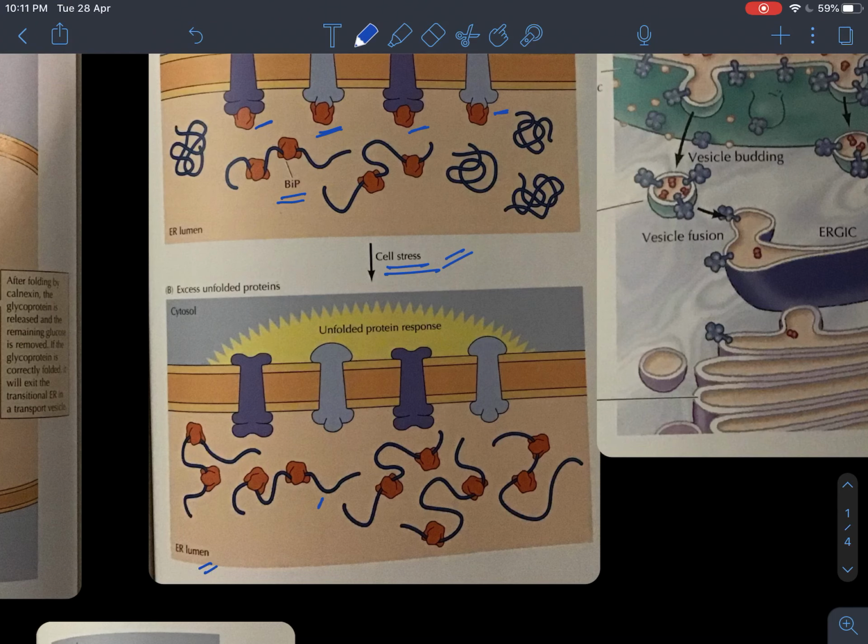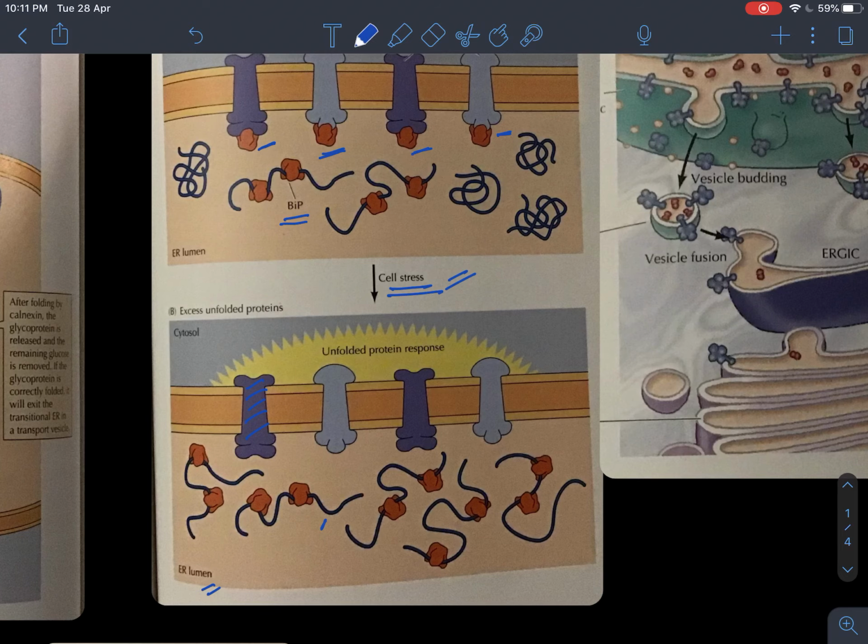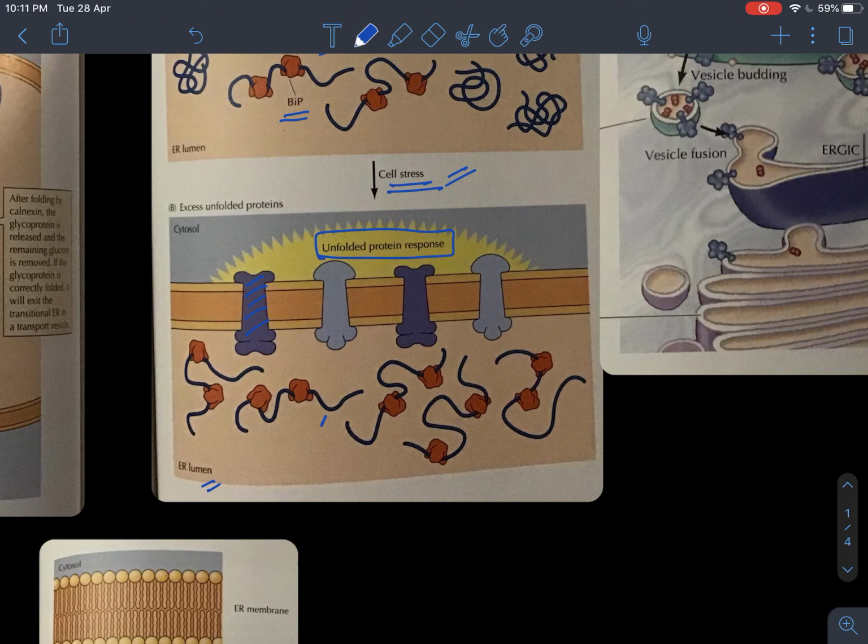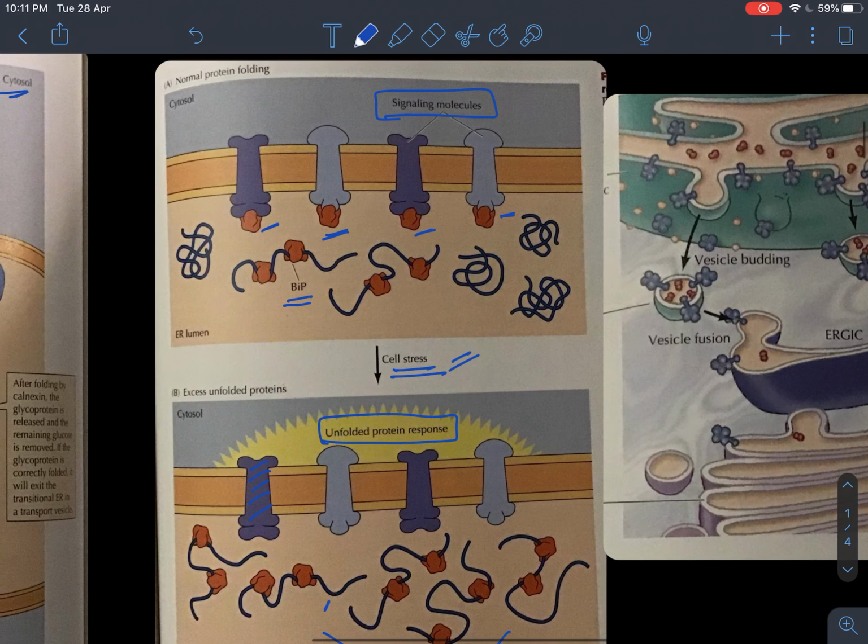As a result, this signaling molecule will give some sort of signal, and that is called unfolded protein response. And as a result, more and more BiP will be produced, more and more proteasome will be produced, more ubiquitination of the protein will be done. So ultimately all this misfolded or unfolded protein will get degraded. Okay, so this happens in case of cell stress.